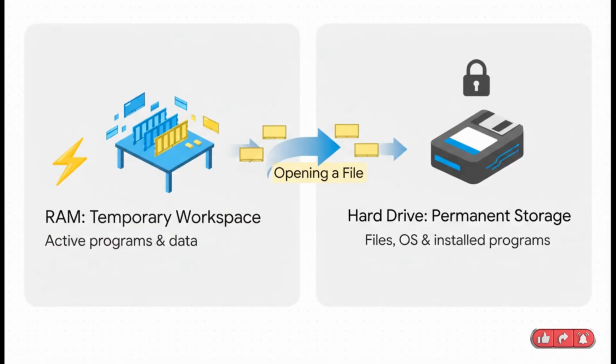So you can see how a computer absolutely needs both of these to work. You have the super fast, temporary RAM that acts as a workspace for active tasks, and then you have the slower, permanent hard drive that acts as the filing cabinet. They're constantly working together. When you open a program, the computer copies it from the hard drive into RAM so you can use it nice and quick.